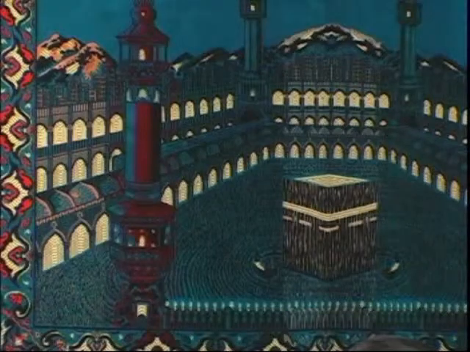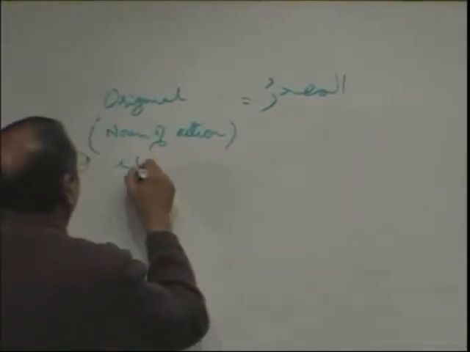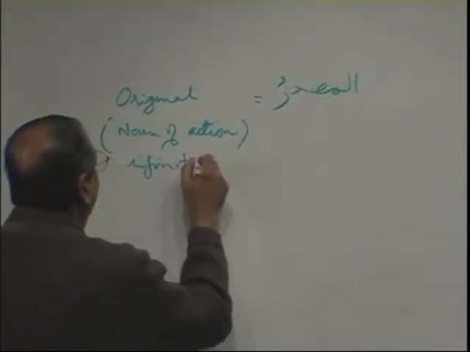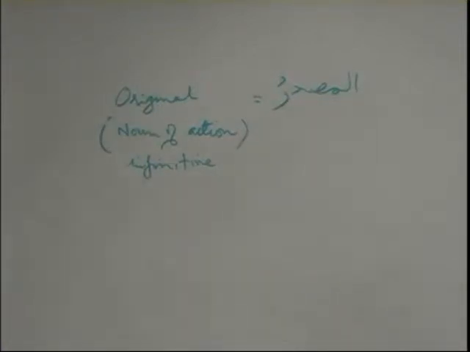I want you to write down this. What is al-masdar? Original noun of action. It is also called infinitive. How many of you know infinitive? If you don't know infinitive, that's fine. I also didn't know. But we forget. We learned long time ago in school, and we forget. But we are going to learn again, inshallah.